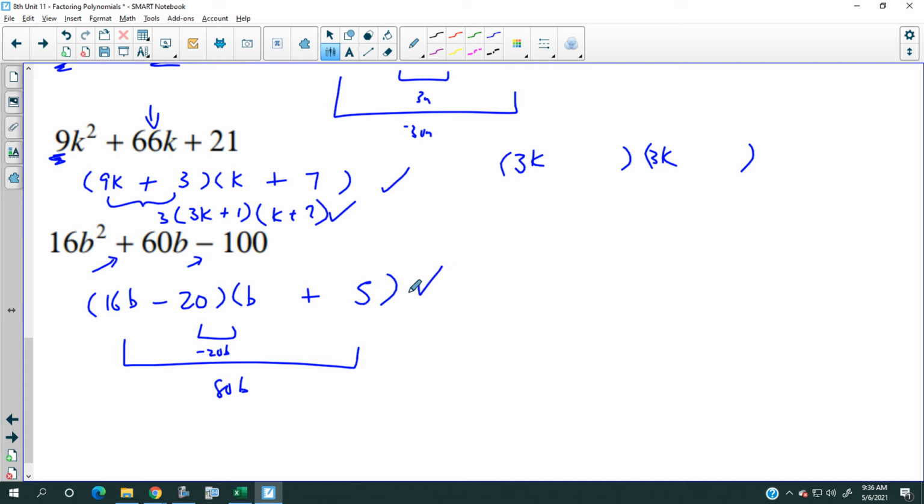So this is good. Now, if you want to factor that out, you really should factor that out, by the way. It's not really a suggestion. It's really not a suggestion. Between 16b and 20, so that's 4. 4b minus 5, like that. Okay? And then that's it.